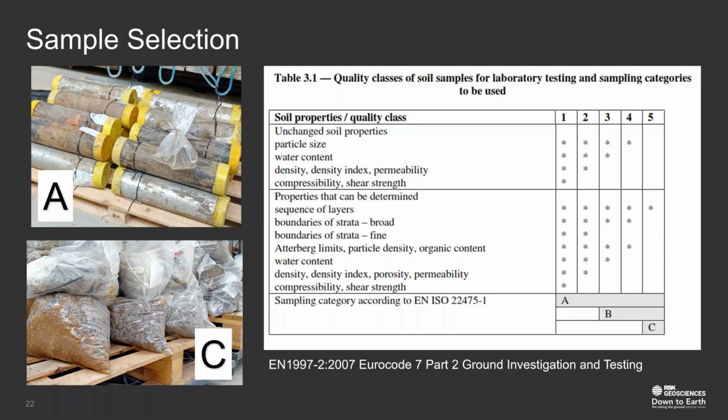The UK National Annex for Eurocode does include a checklist for the different soil classification tests. Whilst it's not exhaustive, it is a good starting point of what tests can be undertaken. As you can see from this snapshot of Eurocode, it will depend on the sample category and quality class what types of testing can be undertaken.